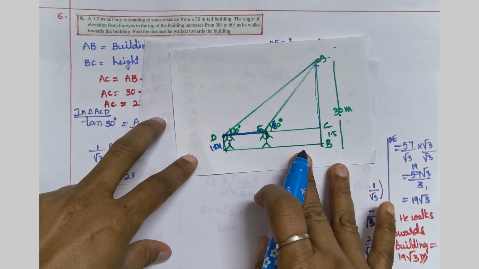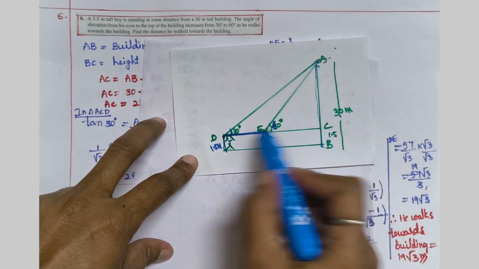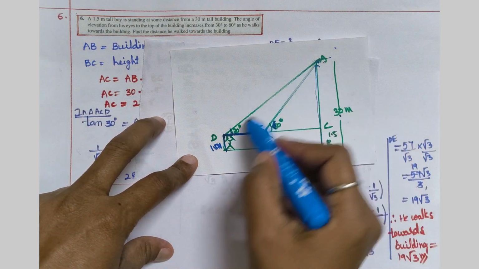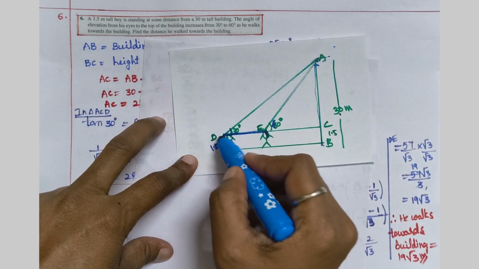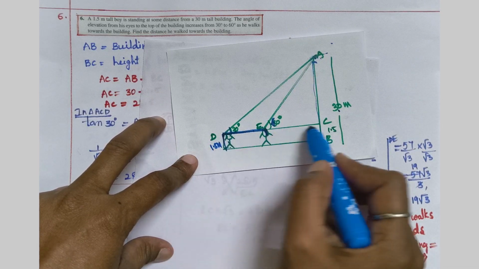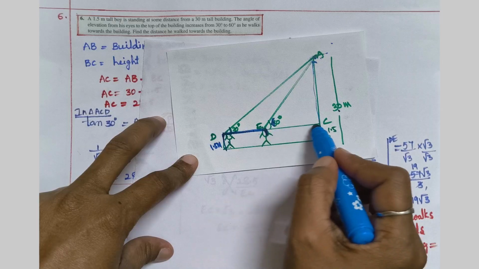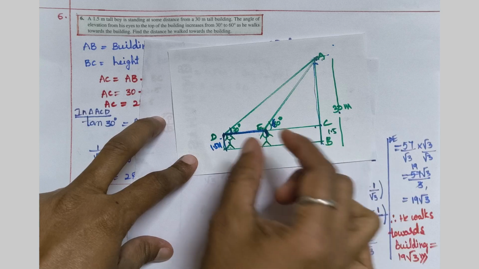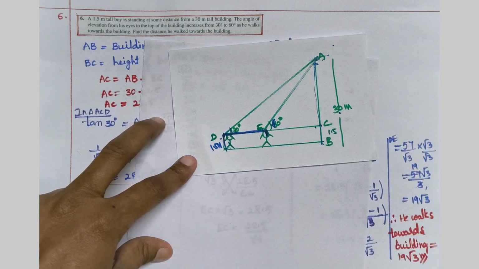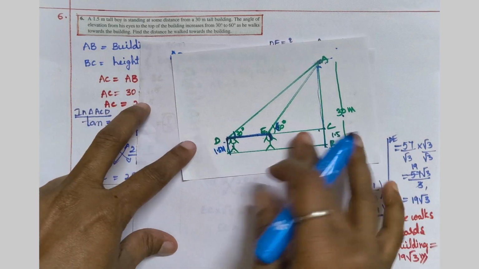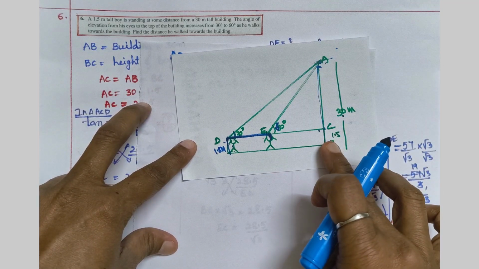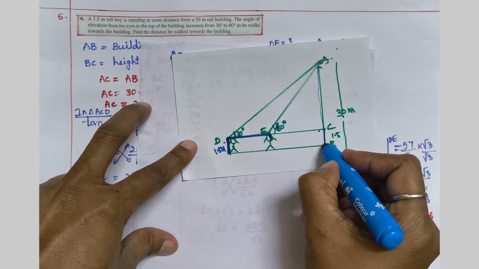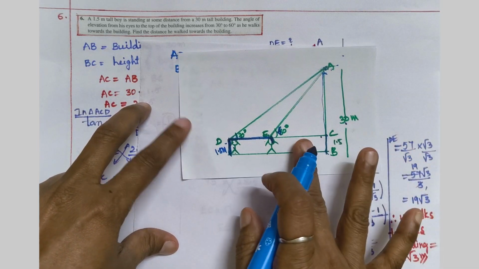Okay, how you will find it, carefully listen. The total distance minus this distance will give the answer. So first we will use this full triangle, which gives this answer. Next, this small triangle gives this answer. The full distance minus this distance gives how much he walks towards the building. First, building height, how much is there? 30 meter. This boy's height is 1.5 meter. Here also 1.5. This 30 minus 1.5 we will subtract.